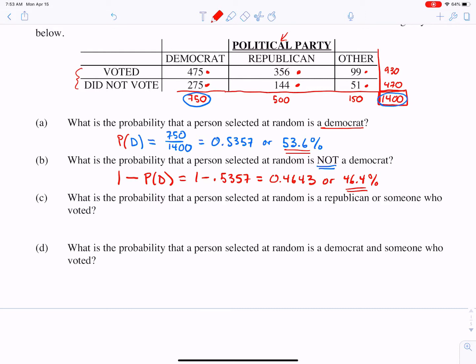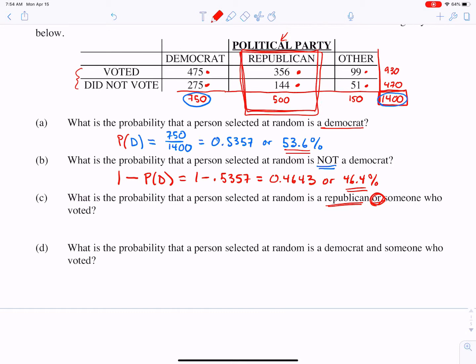Okay, part C asks, what's the probability that a person selected at random, they all start the same way, is a Republican, so that's red, or someone who voted. Now, if you recall, the word or indicates we have to add things together. It's a condition that says you could be this or you could be that. So it's either a Republican or someone who voted. Okay, so we have Republicans are this middle column right here. These are the Republicans.